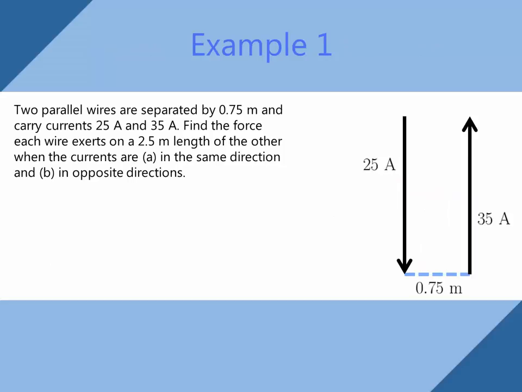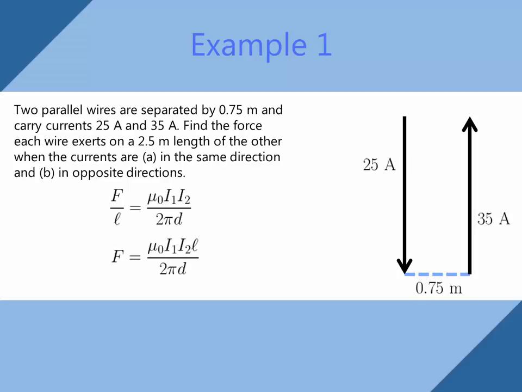In our first example, we have two parallel wires 0.75 meters apart, carrying currents of 25 amps and 35 amps. We want to find the force each wire exerts on a 2.5 meter length of the other wire when the currents are in the same direction and in opposite directions.